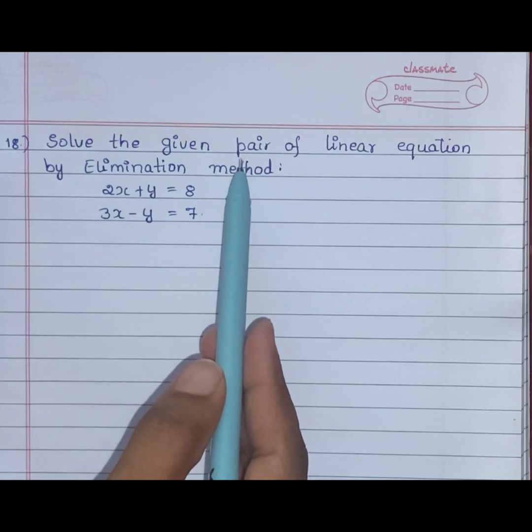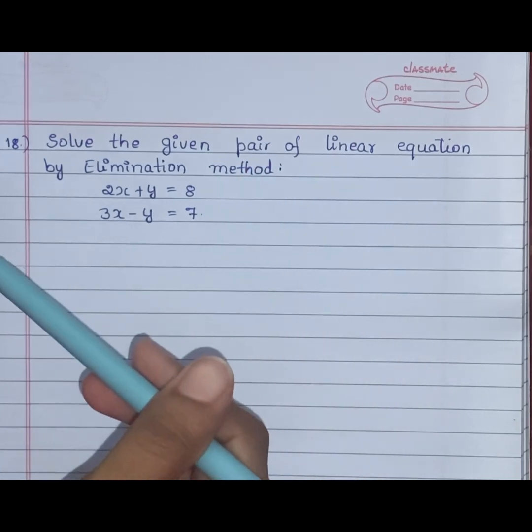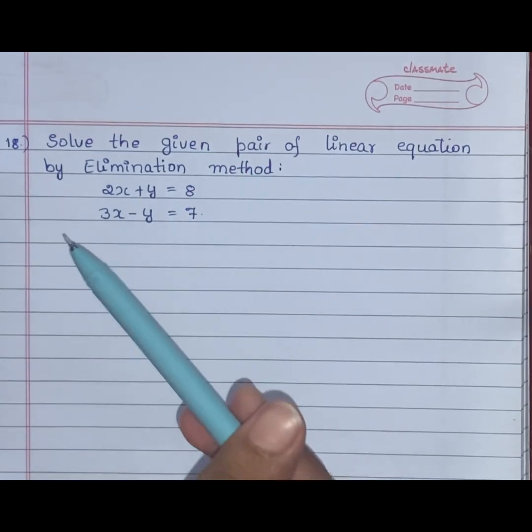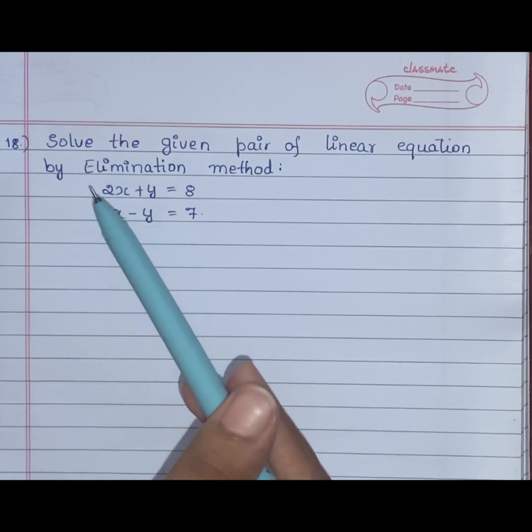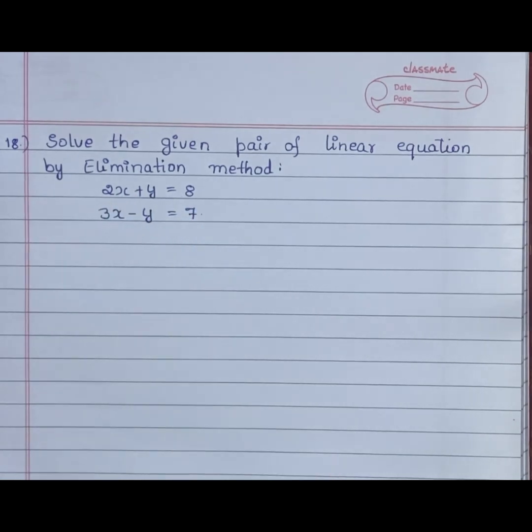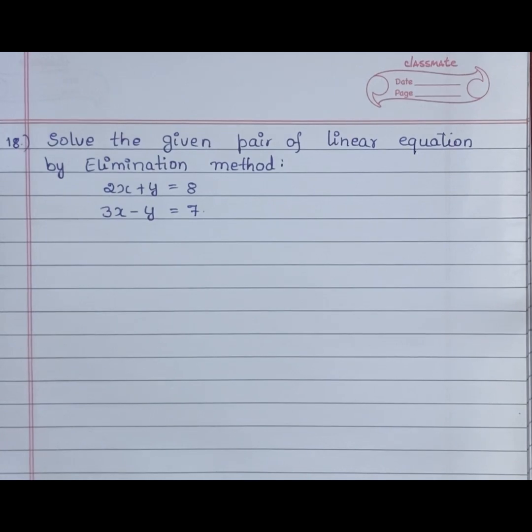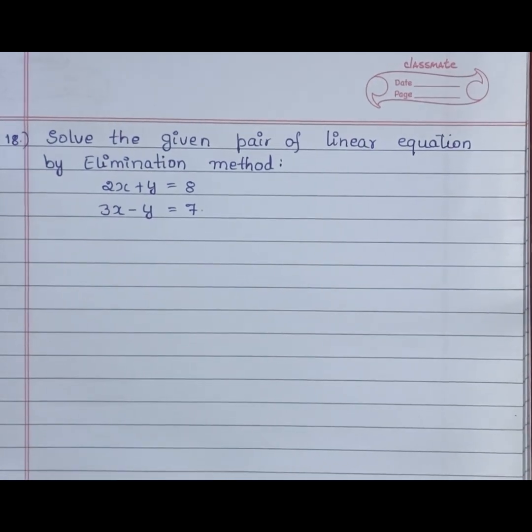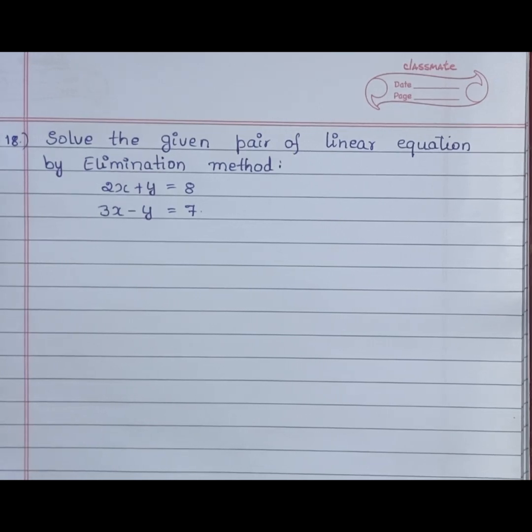18th question. Solve the given pair of linear equations by the elimination method. Here we have two equations. One is 2x plus y is equal to 8. Next is 3x minus y is equal to 7. Here we need to use the elimination method and solve these two linear equations. Solving these is nothing but finding the values of x and y.